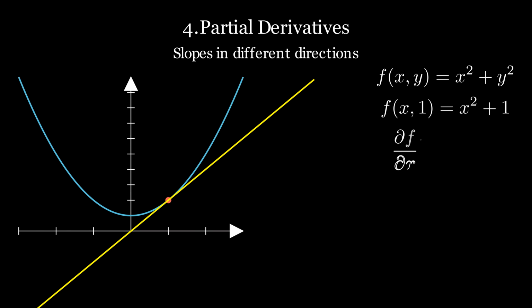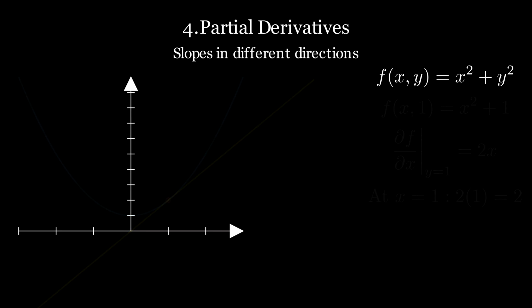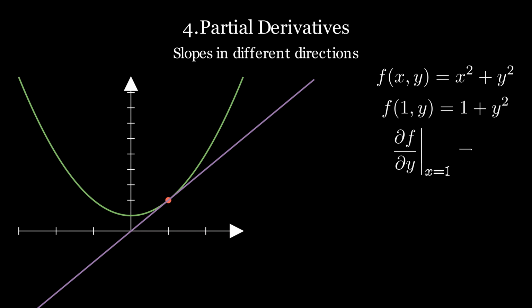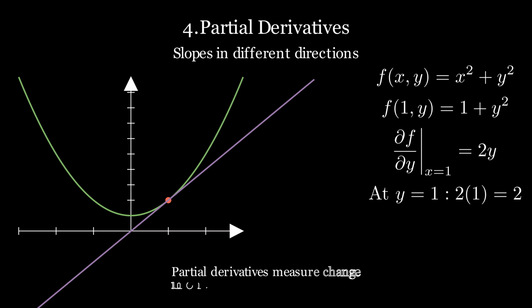The slope of this tangent line is the partial derivative with respect to x, which is 2x. At x equals 1, this equals 2. Now let's fix x equals 1 and look at f(1, y) equals 1 plus y squared. This gives us another parabola. The slope here is the partial derivative with respect to y, which is 2y. At y equals 1, this also equals 2. These partial derivatives tell us how the function changes when we vary just one variable while holding others constant.